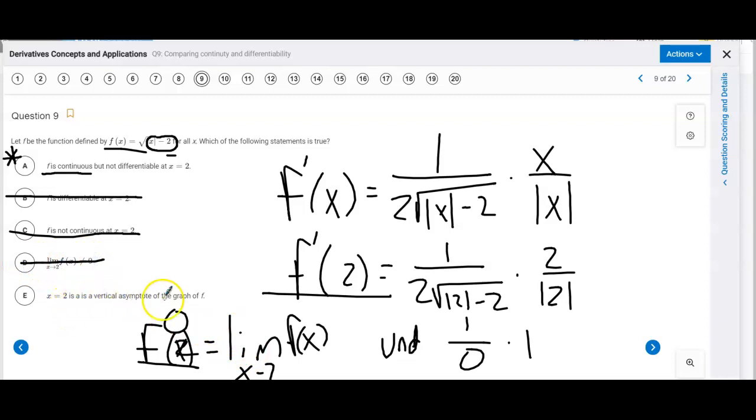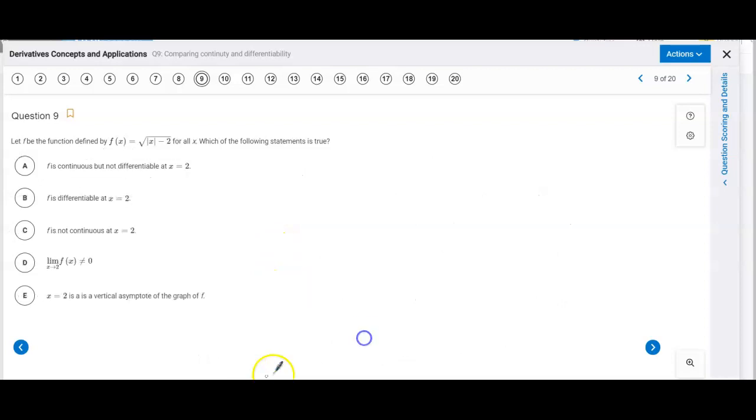Finally, x equals 2 is a vertical asymptote. Once again, if you have a vertical asymptote, that means it's not continuous. So this has to be the answer. It's continuous, but it's not differentiable. Why is it continuous? Because when I plugged in 2, I got an answer. Why is it not differentiable? Because when I found the derivative and plugged in 2, I didn't get an answer. And based on the fact that it was continuous, I could rule out these 3 things, and we have our answer there. So the answer is part A once again.